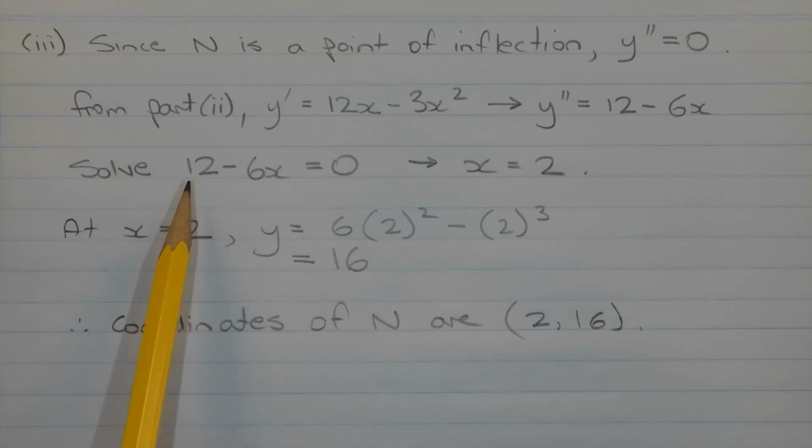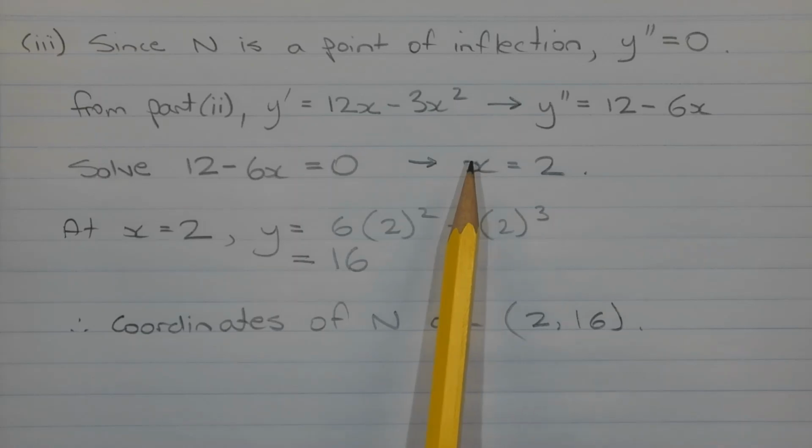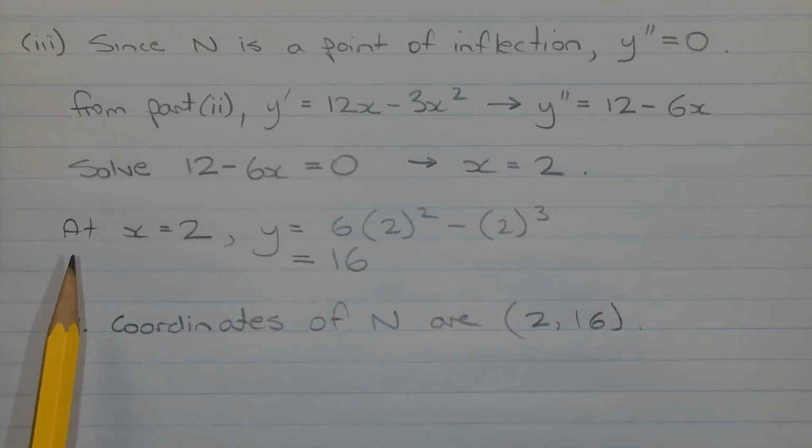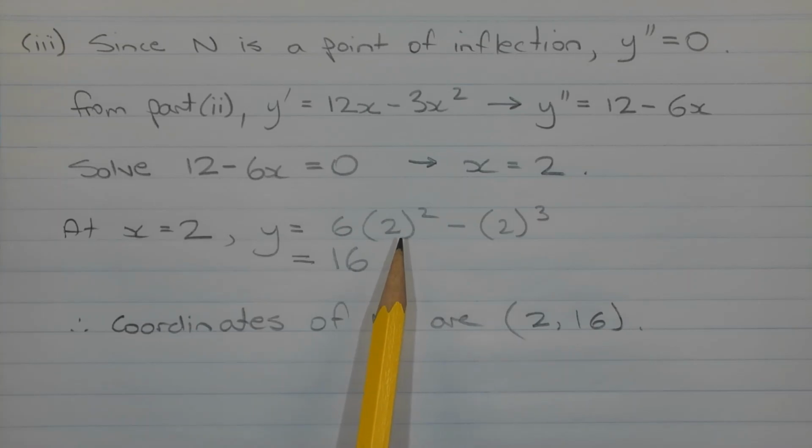Next, we solve the equation 12 minus 6x equals 0. And by inspection, we get x is equal to 2. Now at x equals 2, the y-coordinate we find by substituting 2 for x in the original equation. We get y is equal to 6 times 2 to the power of 2 minus 2 to the power of 3, which equals 16. Therefore, the coordinates of point N are (2, 16).